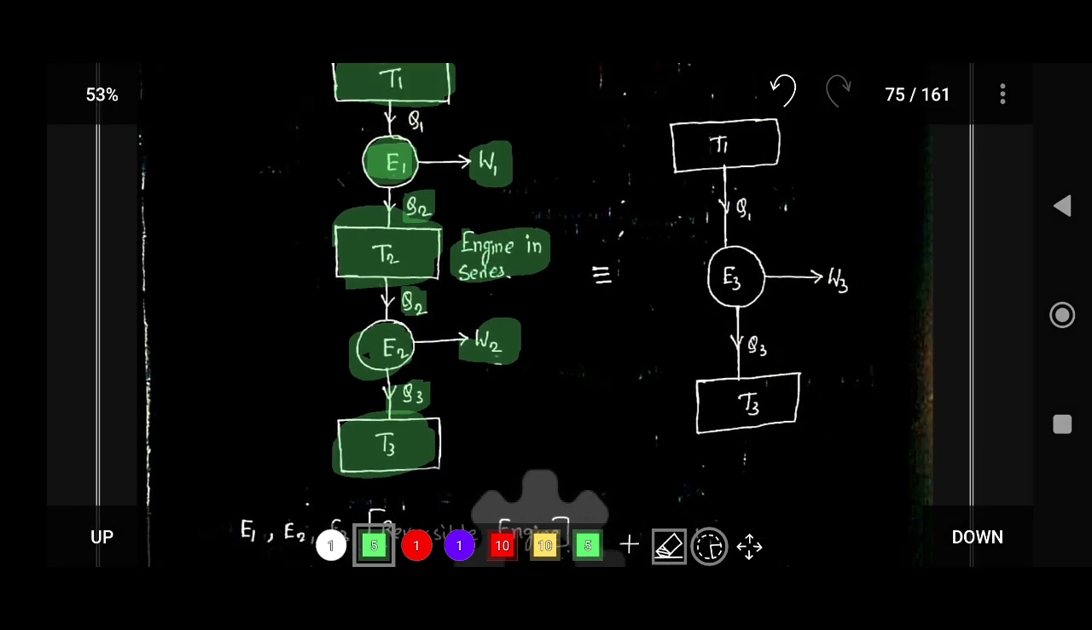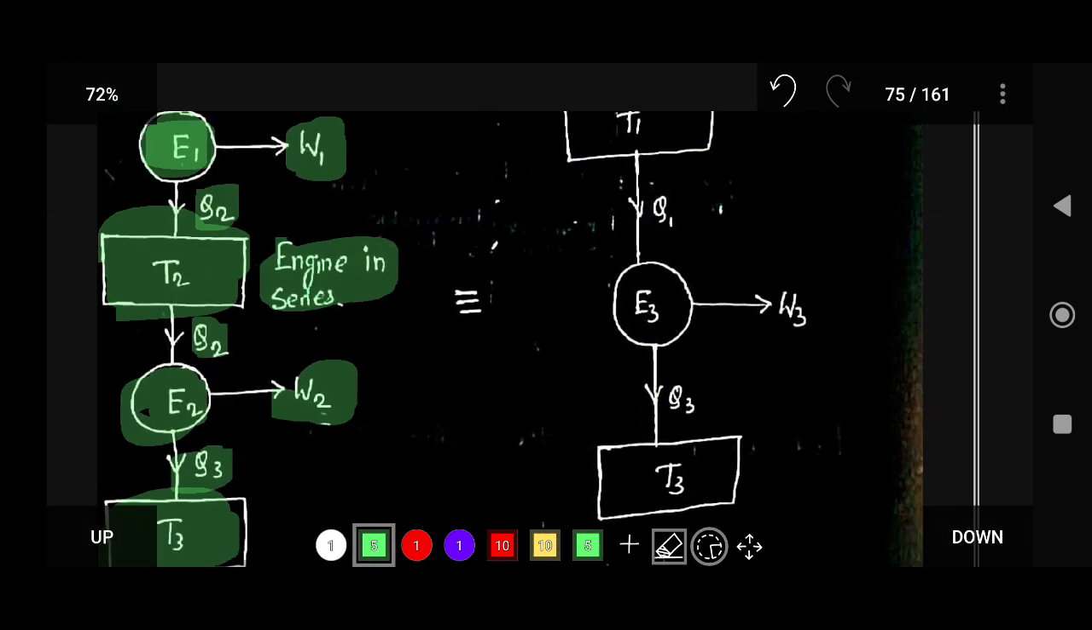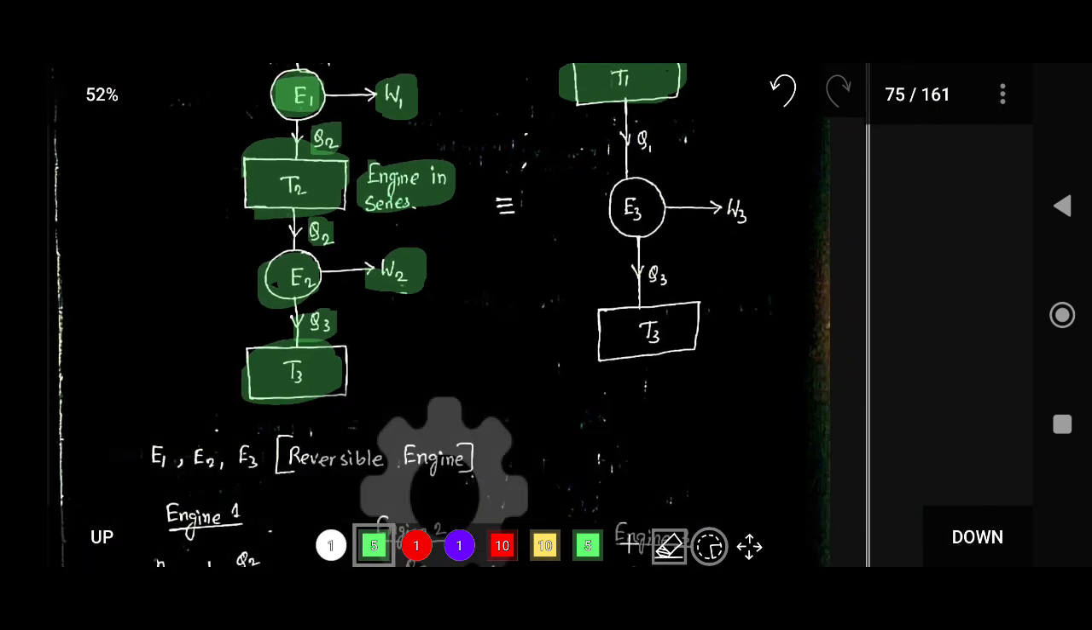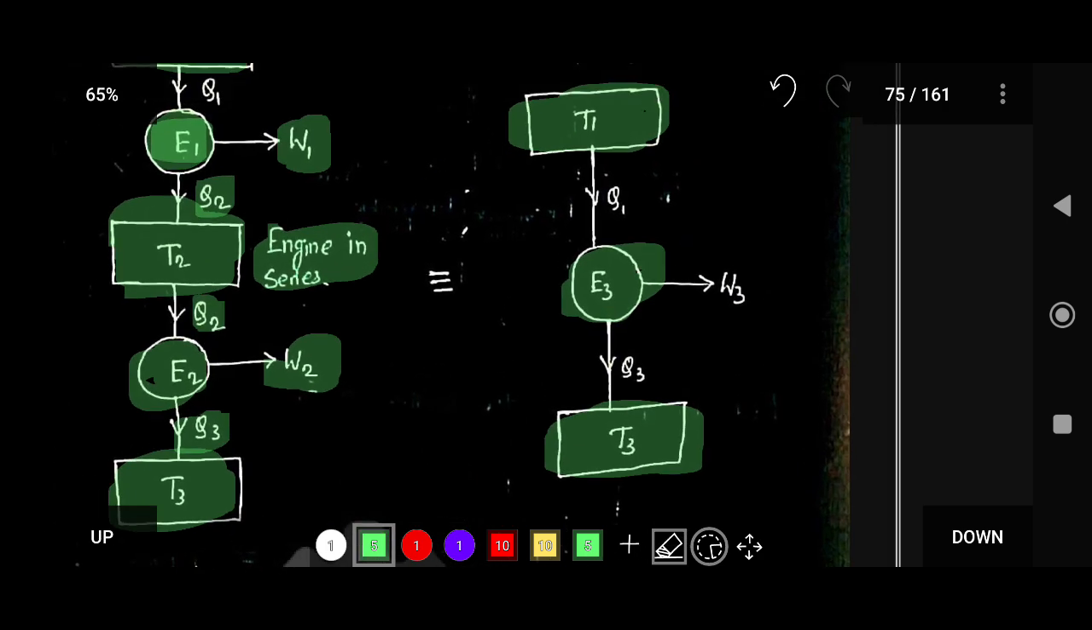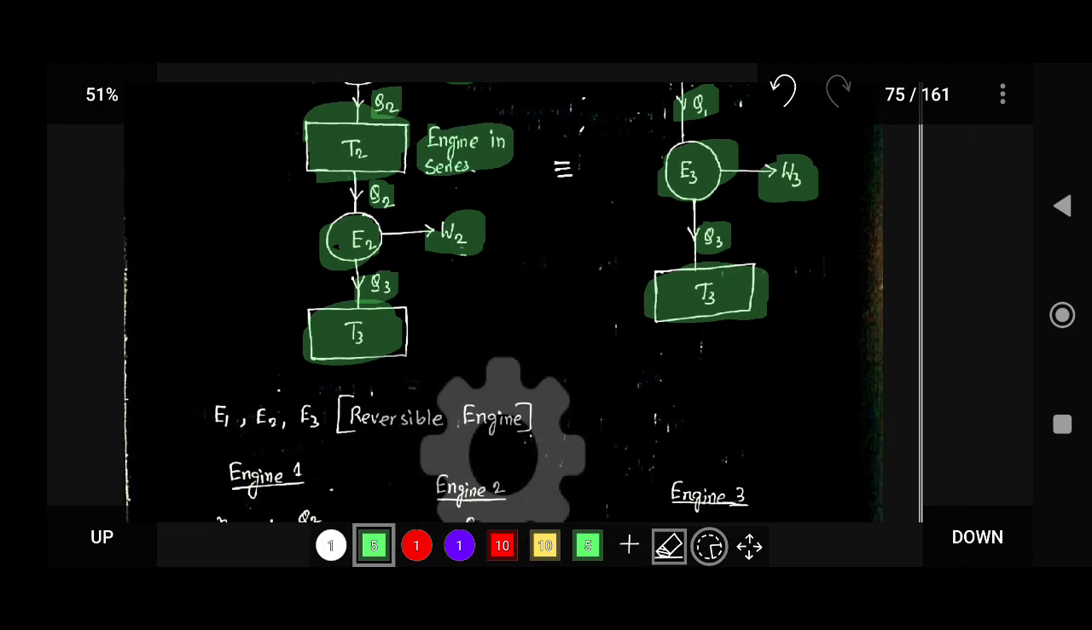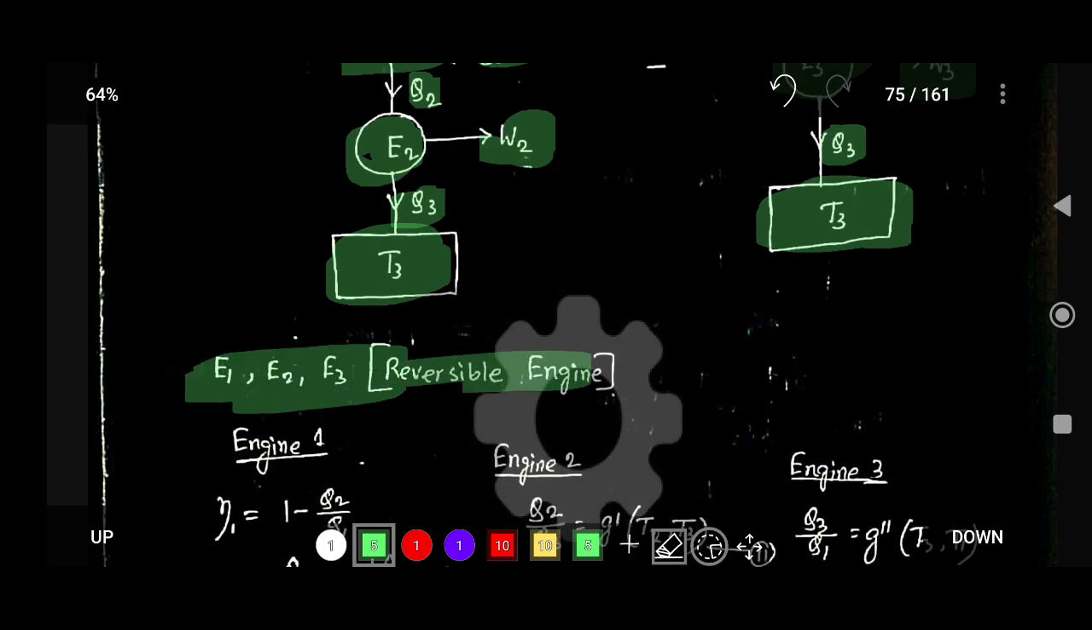Now consider the temperature limit T1 and the sink T3. The third engine, E3, is in between T1 and T3. It absorbs Q3 amount of heat from T1, rejects Q3 amount of heat to T3, and produces W3 amount of work. So consider E1, E2 and E3 all to be reversible engines.